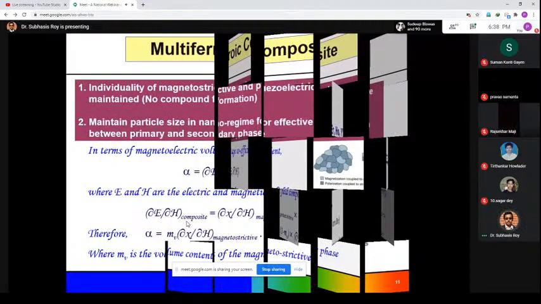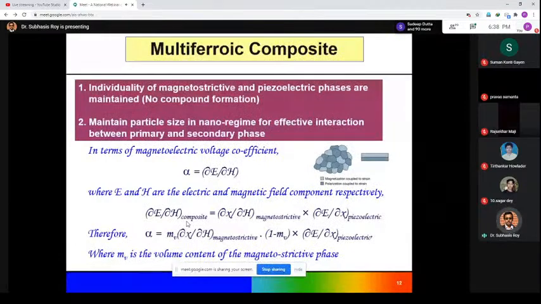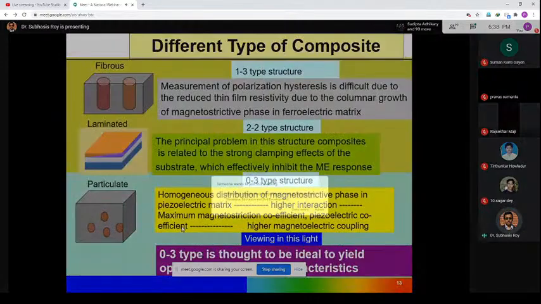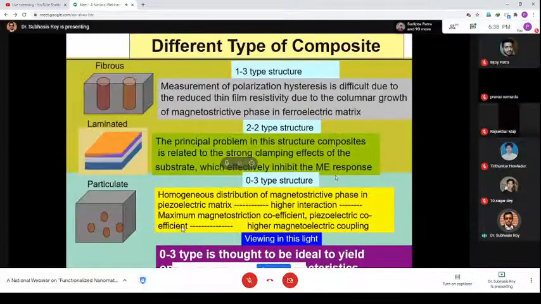Composite material means two materials combined in a composite phase, where the magnetic property and electrical property are confined in the composite phase. If you see different types of composite, here are 1-3, 2-2, or 0-3 type structural materials.